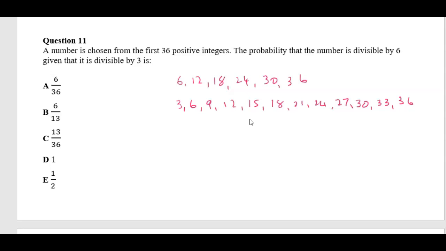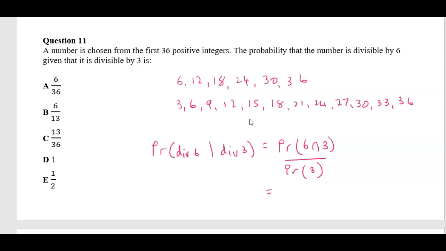Okay, so there they are. Now this is a conditional probability question. So if I set it up, the probability that it is divisible by 6, given that it is divisible by 3. So we want the probability that it is divisible by 6 and divisible by 3 over the probability that it's divisible by 3. Okay, and I always write the probabilities, but I should be writing n, just a number. Okay, so 6 and 3.